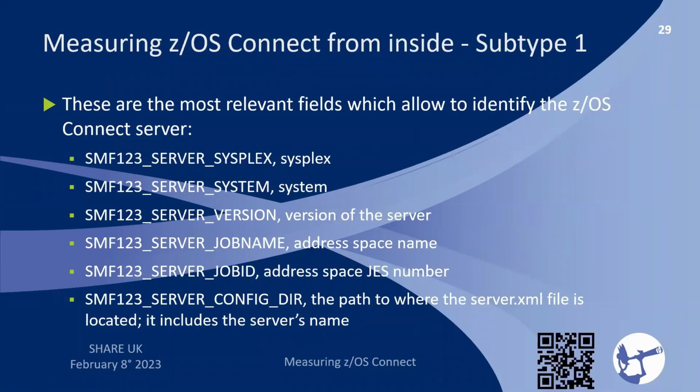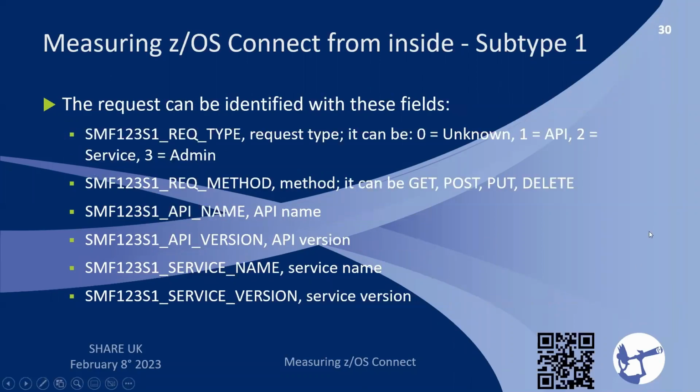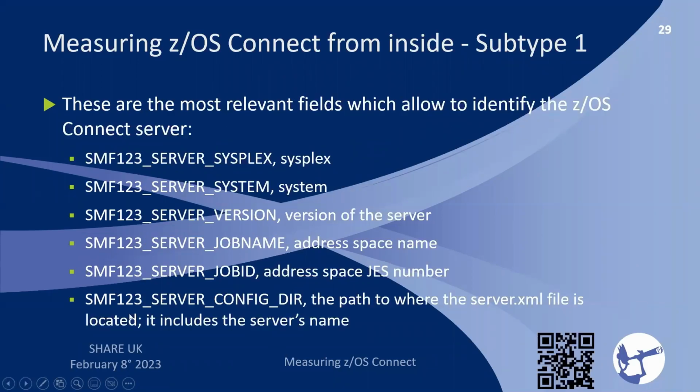These are the most relevant fields that you find in the SMF record 123, and that allow you to identify the Connect server. You have the sysplex, the system, the version of the server, the address space name, and on the left you see the SMF manual field name. So we have the name of the address space, the JES number, and the path where the server XML file is located. These fields are important for you to identify the Connect server you are analyzing, so you know exactly what server you are analyzing.